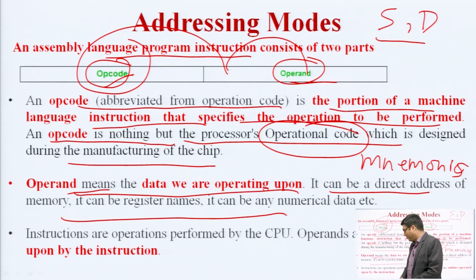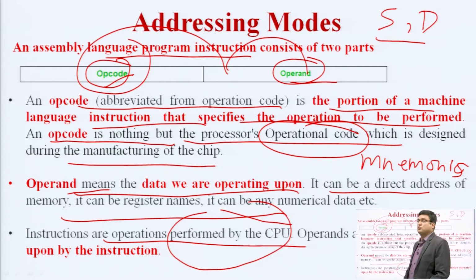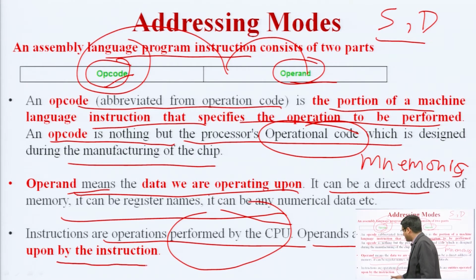to be executed upon. Instructions are operations performed by the CPU. The instructions are performed by the CPU only. The CPU will carry out the instructions. Operands are entities operated on by the instruction. So, in a nutshell, we can say that addressing modes define the way through which the various operations can act upon operands. How we can deal with the operands by the instructions, that is addressing modes.